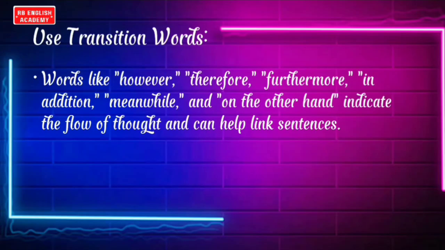The next tip is use transition words. Words like however, therefore, furthermore, in addition, meanwhile, and on the other hand indicate the flow of thought and can help link sentences. So we can use these kinds of transition words to connect the sentences.